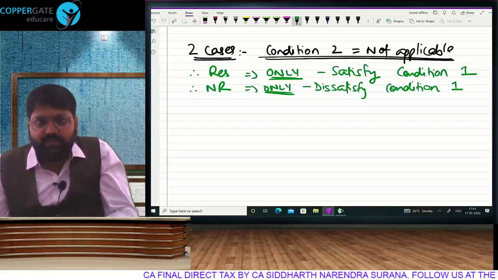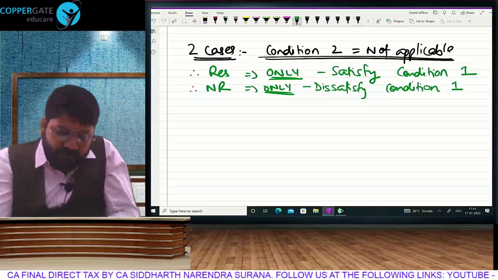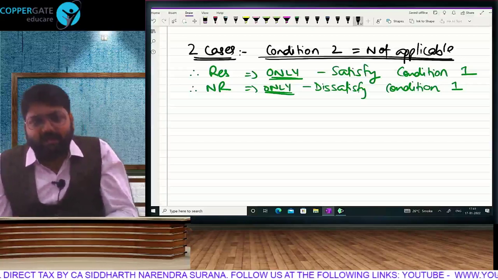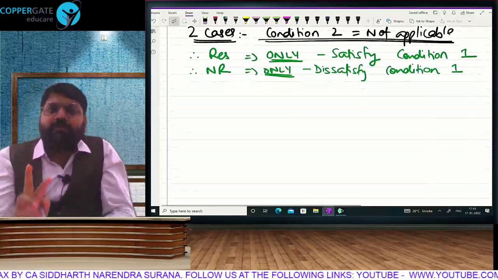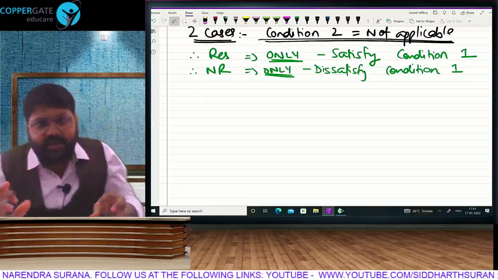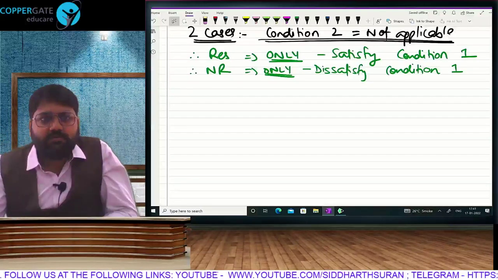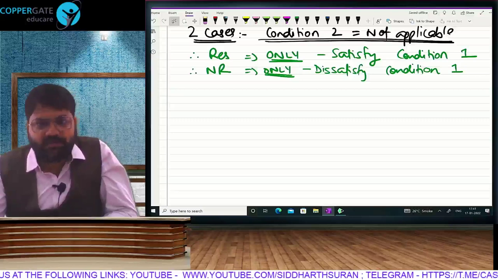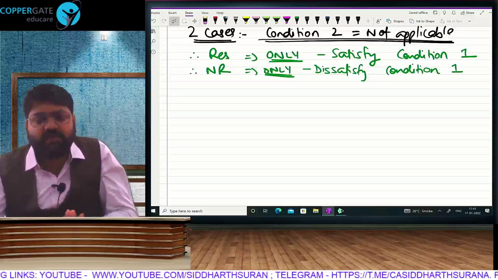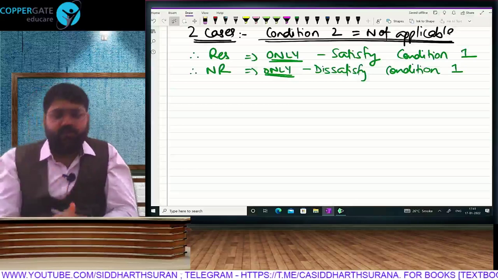Have you understood this? All of us? Now what are the two cases for whom the first condition is applicable, and the second condition is not applicable? Be clear, normal people you are going to check 182 and 60/365. But for these people you will check only 182, because 60/365 is not applicable.